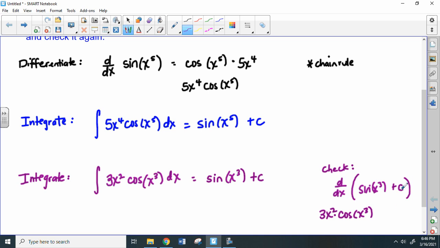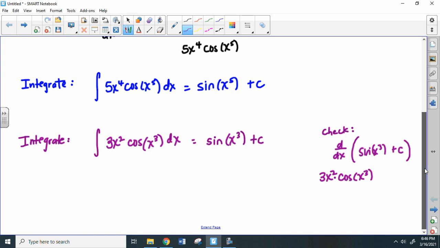Of course, the derivative of plus c is 0, so that goes away. You can see that when you take the derivative of sine of x cubed plus c, you get 3x squared times cosine of x cubed, which is what I asked you to start with over here and integrate. So that one worked out nicely as well. Let me give you another one.